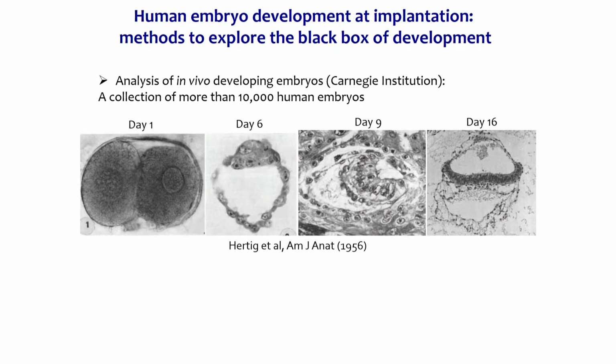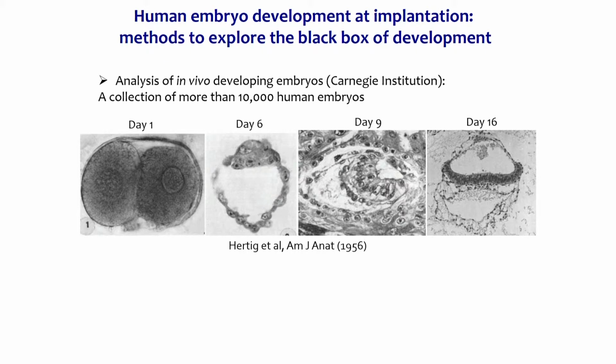So this was pioneered in the last century by the Carnegie Institution of Washington. They collected more than 10,000 human embryos and described their development. These were embryos that were developing in vivo in the uterus, and they were obtained through voluntary hysterectomy. So you can see images here from these publications. They collected embryos from the 2-cell stage all the way up to gastrulation.